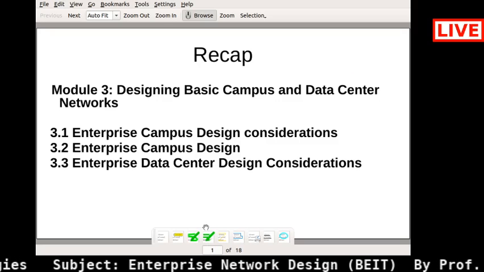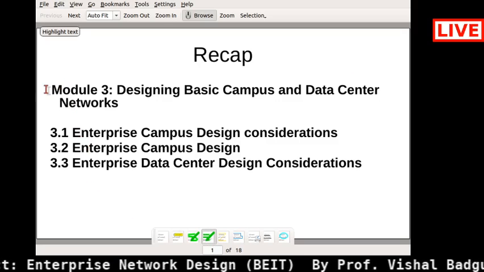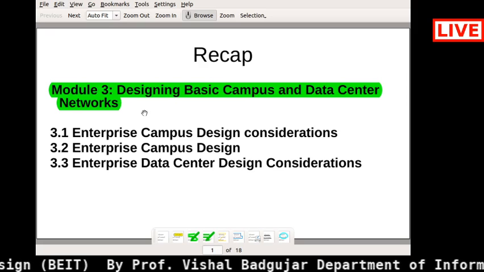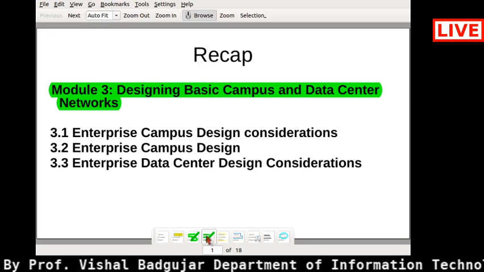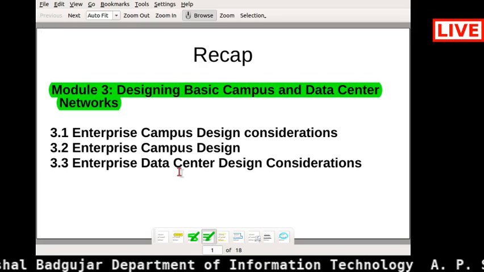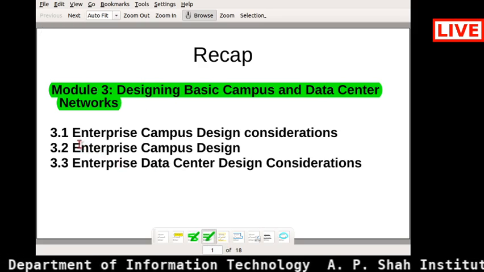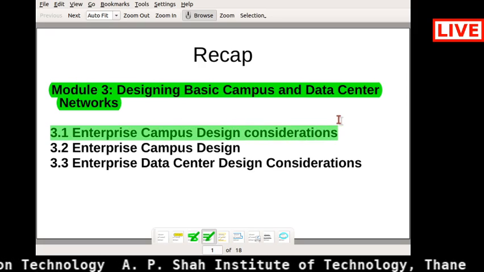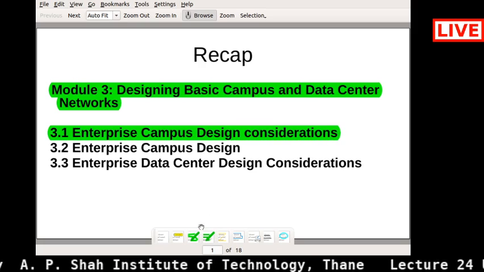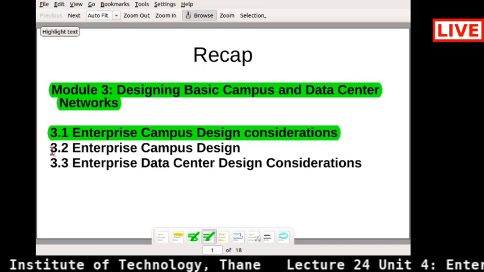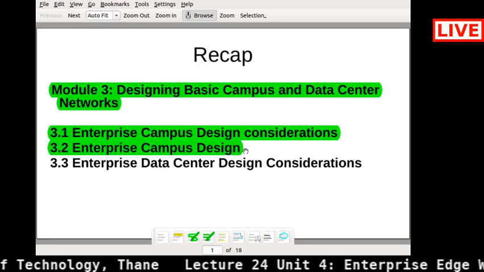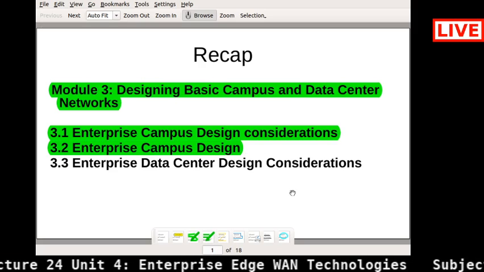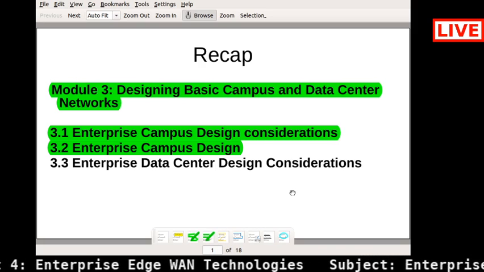Okay, good afternoon, students. In the last lecture, we covered module 3, that is, design a basic campus and data center network. In that chapter, we already studied the different considerations for enterprise campus designing. We also saw a sample enterprise campus design, and how the hierarchical network model can be used in the enterprise network.